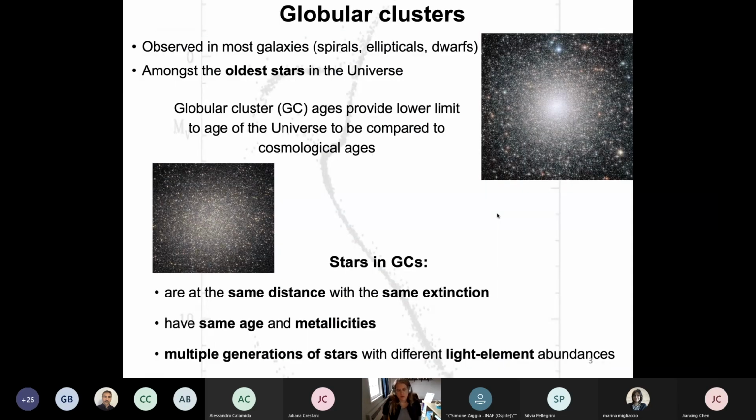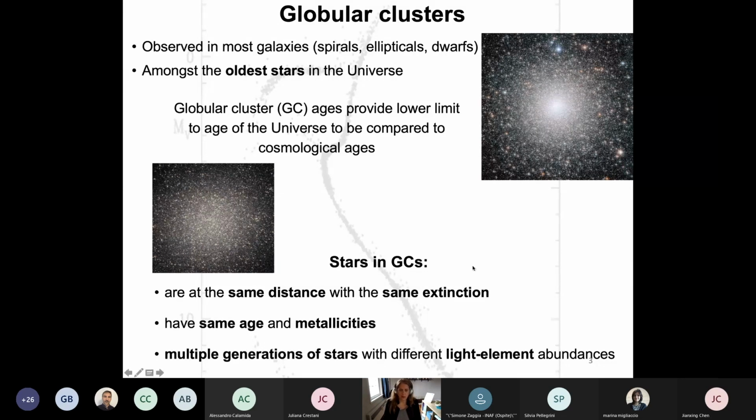So why is it important to study globular clusters? Globular clusters are observed in most galaxies, spirals, ellipticals, dwarf galaxies, and they include among the oldest stars that are present in the universe. So this means, for example, if we can estimate the age of a globular cluster, we can then provide a lower limit to the age of the universe that can be compared, for example, with cosmological estimates of the age of the universe.